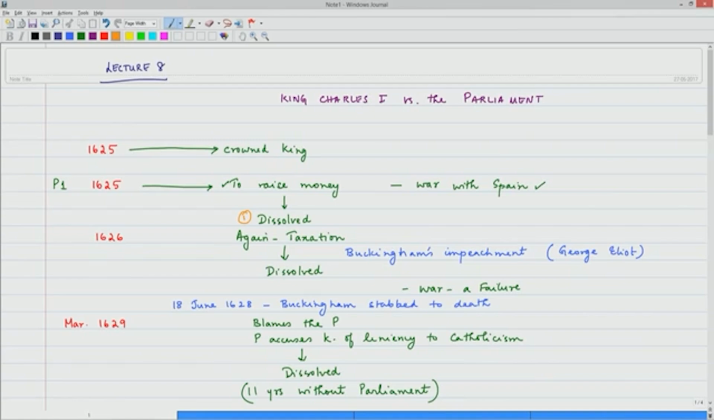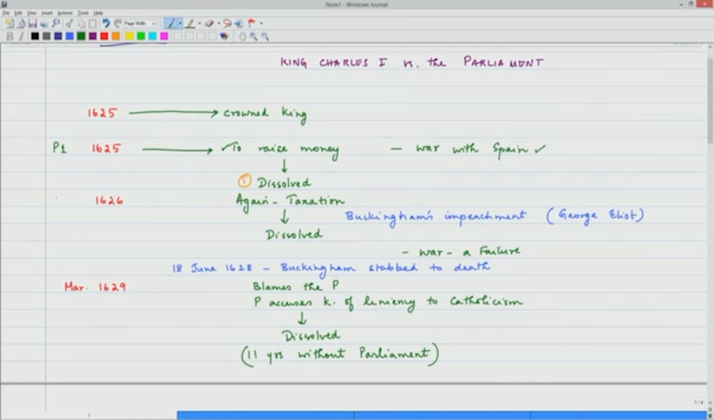There were many other kings who dissolved the parliament, and the parliament was summoned time and again as well. So it was not considered a big deal to dissolve the parliament. And in 1626, even after he had dissolved the parliament, he realizes that there is no other way to raise money, and he is still hell bent on attacking Spain. So he summons another meet, which we shall call P2.